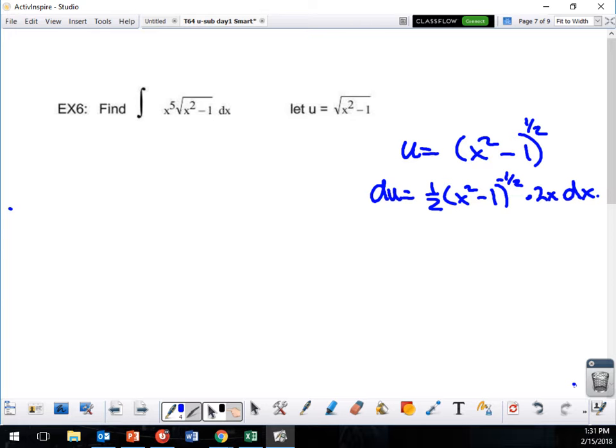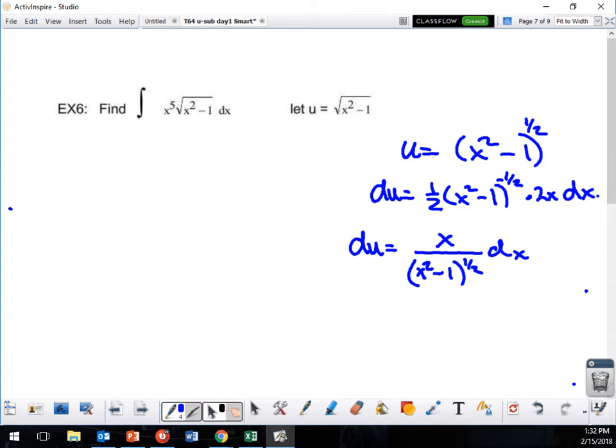As it looks right now, it's actually not going to be very pretty, but my U sub is going to help me out with this. It's going to give me something else to work with. So my 2's are going to cancel. So I'm going to have du is equal to x over x squared minus 1 to the positive 1/2 dx.